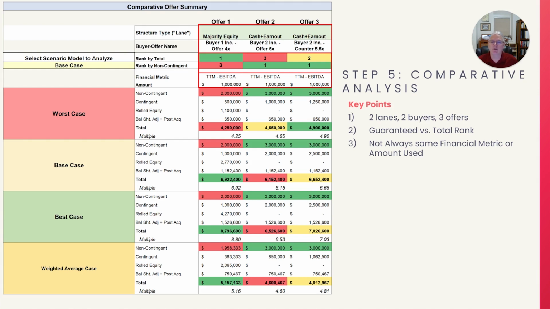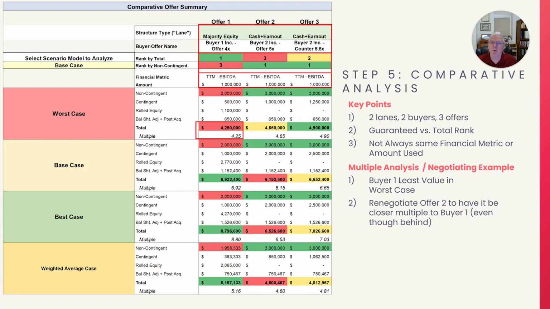And it's critical for you, and the reason why we have this comparative analysis, is to understand that one of them might have a lower multiple, but it might be a lower multiple on a higher number because of the way that they're calculating your business. One of them, if you notice, has the least value in the worst case scenario, but what happens is that they become the best case in the other scenarios.